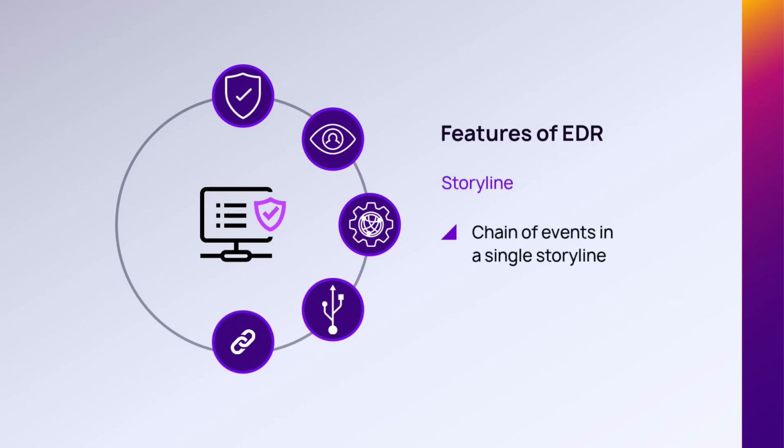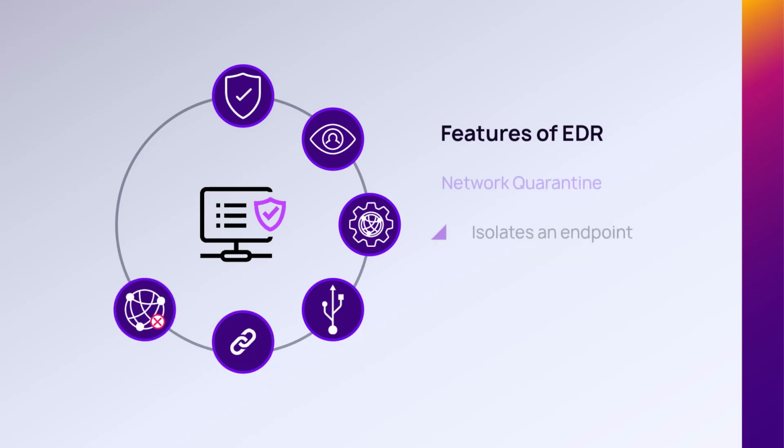The EDR agent correlates an attack's chain of events into a single storyline, displaying a graphical view of the detected threat. Network quarantine isolates an endpoint from the rest of the network when a threat is detected. This prevents an attack on other endpoints or communication with an external network from the infected endpoint. It aids in root cause analysis to tighten security controls.